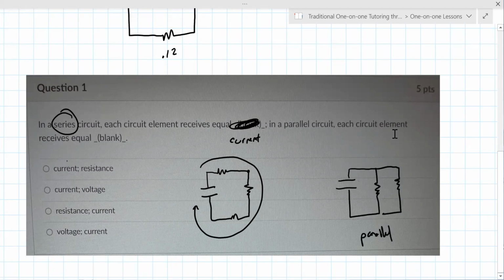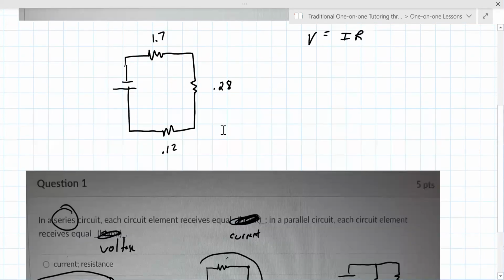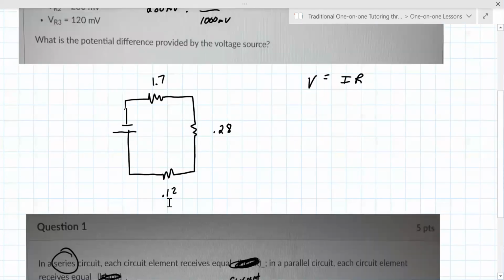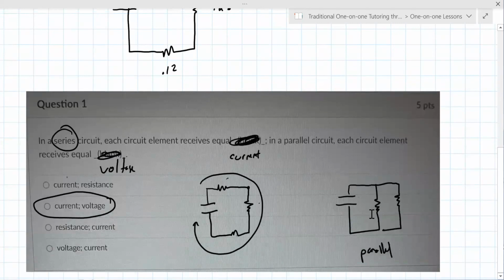And that's where there's changes for this. Okay. So this is current, and I'm sorry, voltage is the second blank here. So the voltage drops in a series circuit, and we saw that in this previous problem. The voltage dropped, went from 1.7.28 to 0.12. In a parallel circuit, the voltage across each resistor would be the same. Okay.